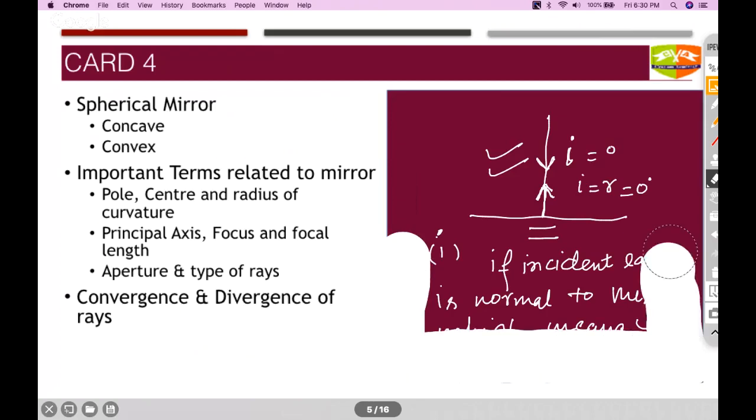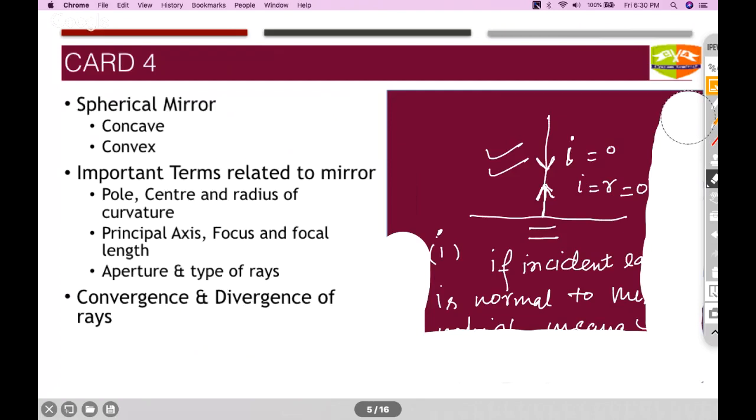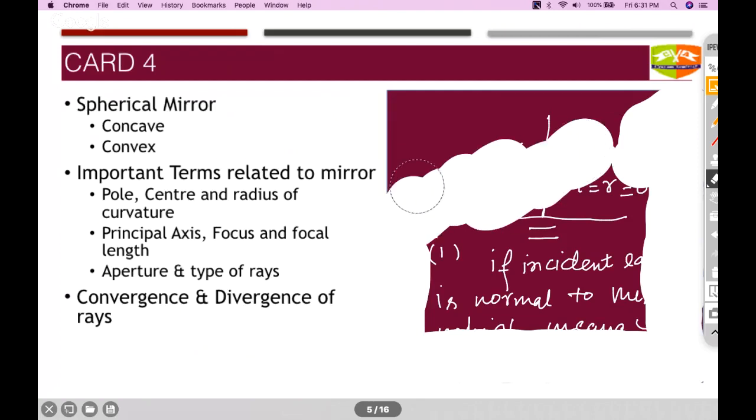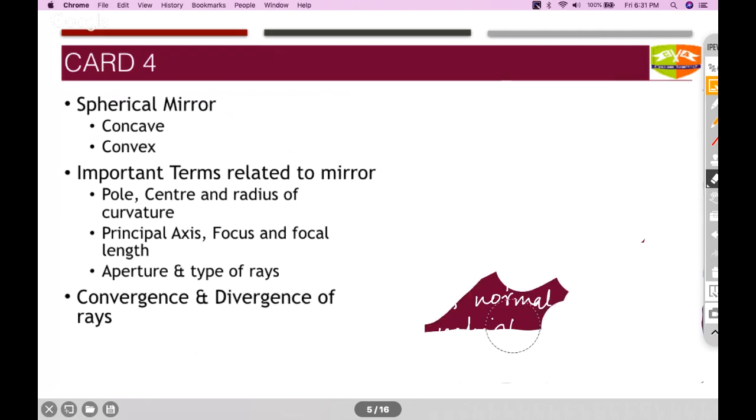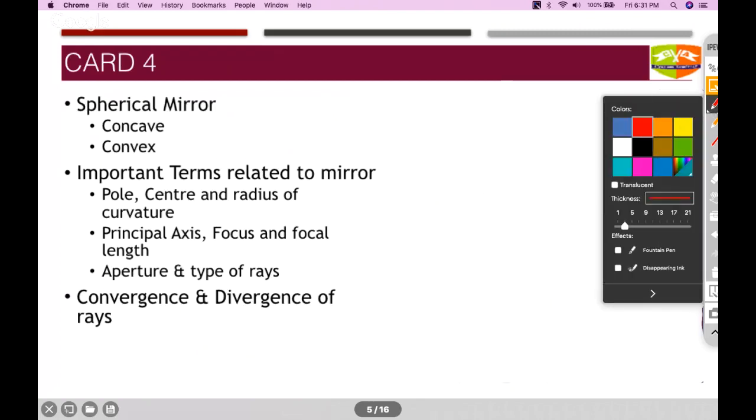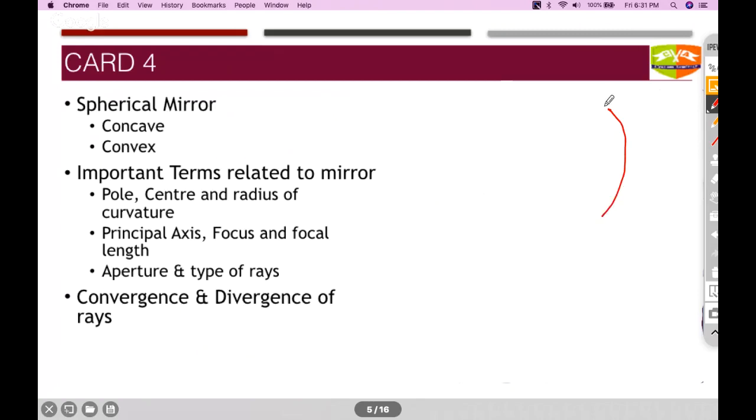Now let me go to the other parts of it. Spherical mirrors: I am taking two kinds of mirror, concave mirror and convex mirror. Always remember one thing, that concave and convex mirrors are named from the side that does the reflection. What I mean by this statement is that when the part of the mirror which is reflecting the light is concave, it will be called a concave mirror. So this is the cave.